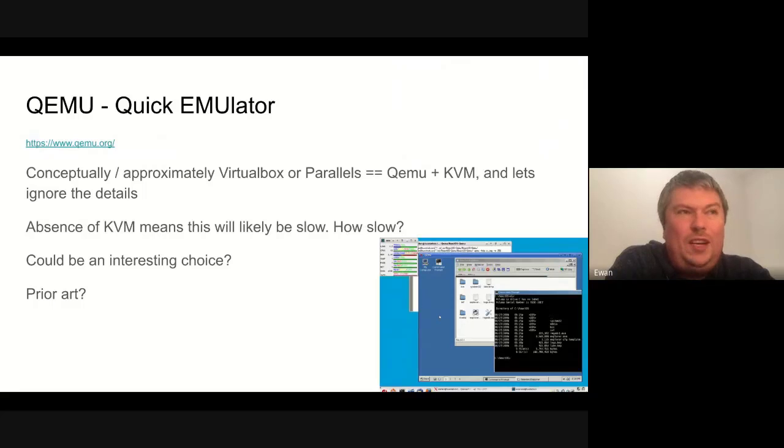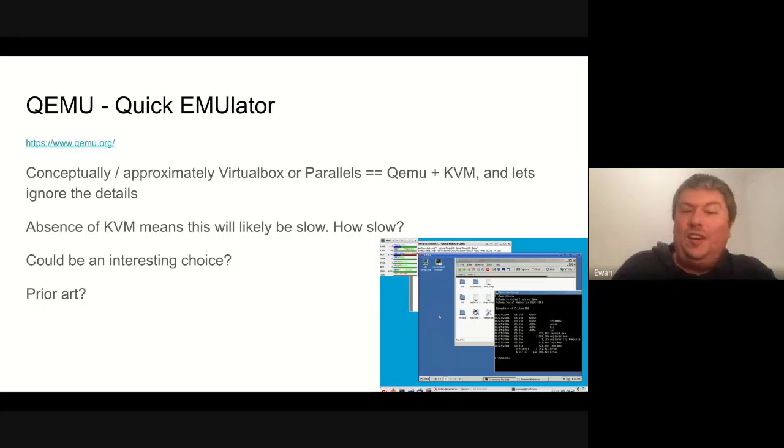QEMU's probably familiar to at least some, if not all, of this audience. If it's not familiar to you, if you're familiar with VirtualBox or Parallels, let's ignore the truth and the details, but QEMU and KVM is somehow sort of comparable. We don't have KVM, which is the hardware acceleration, on Android. So this could be slow, and the question is how slow, right?